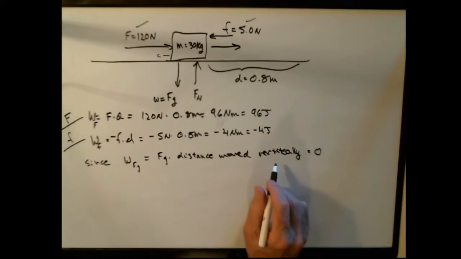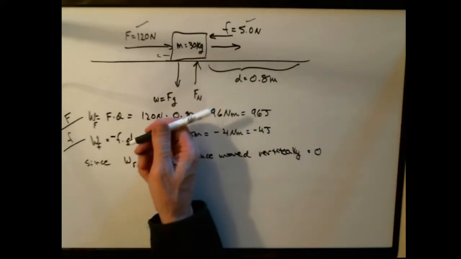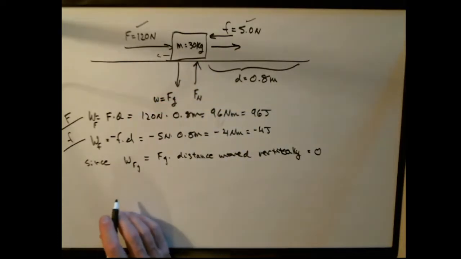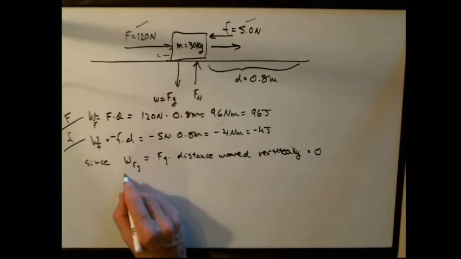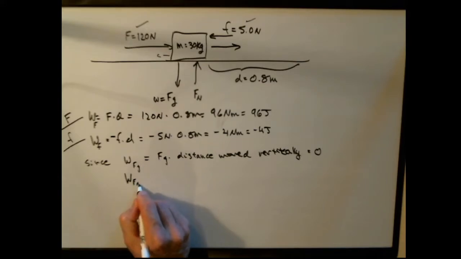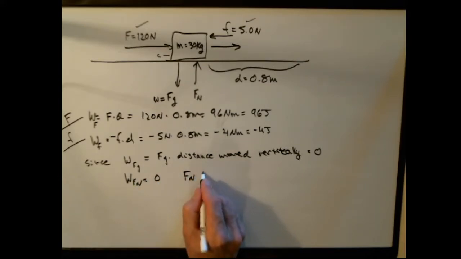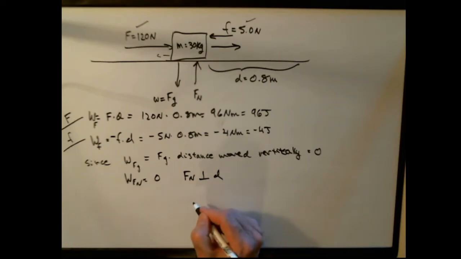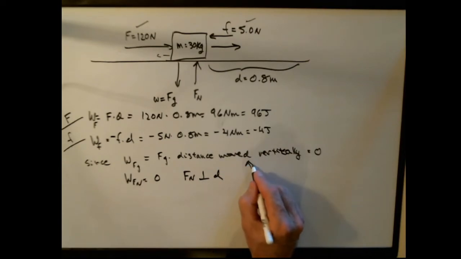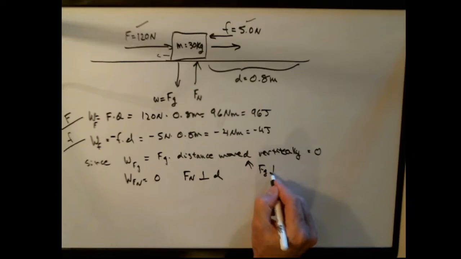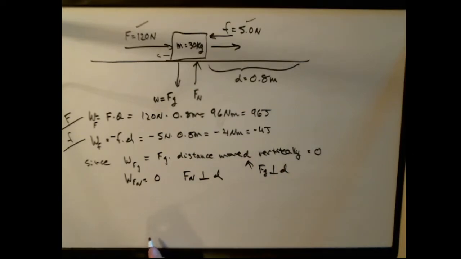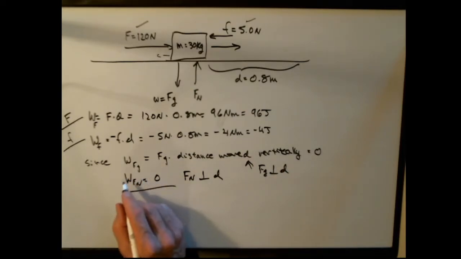This is equal to 0 because it moves horizontally. It neither moves a little up nor a little down even. It's just 0. Similarly, the work done by the normal force is equal to 0 because the normal force is perpendicular to the distance, just like the force of gravity is perpendicular to the distance it moves. And so that means both of those works are 0.